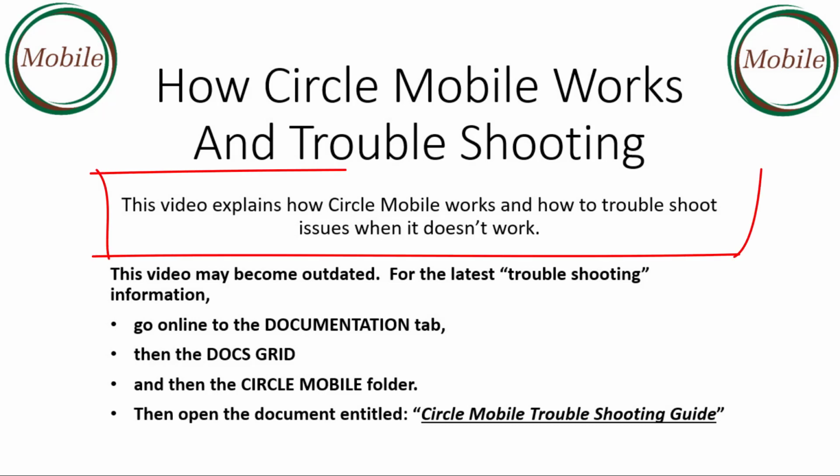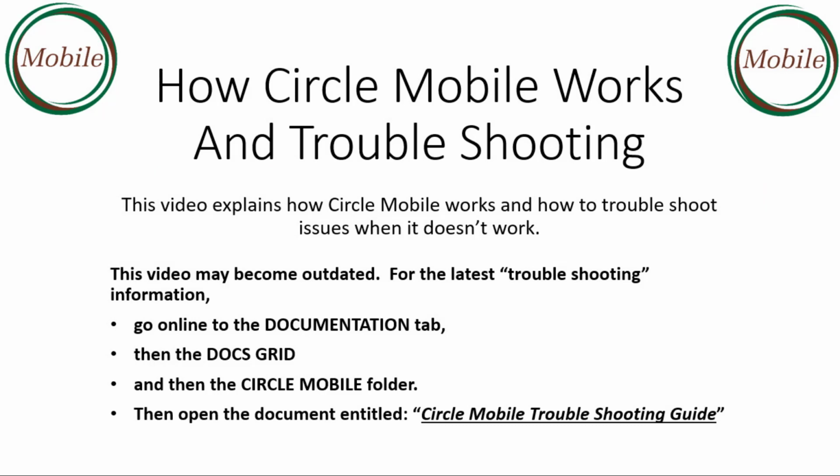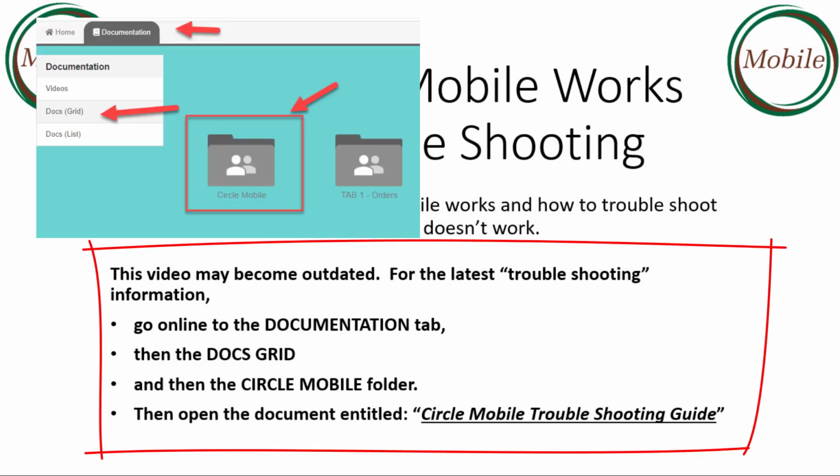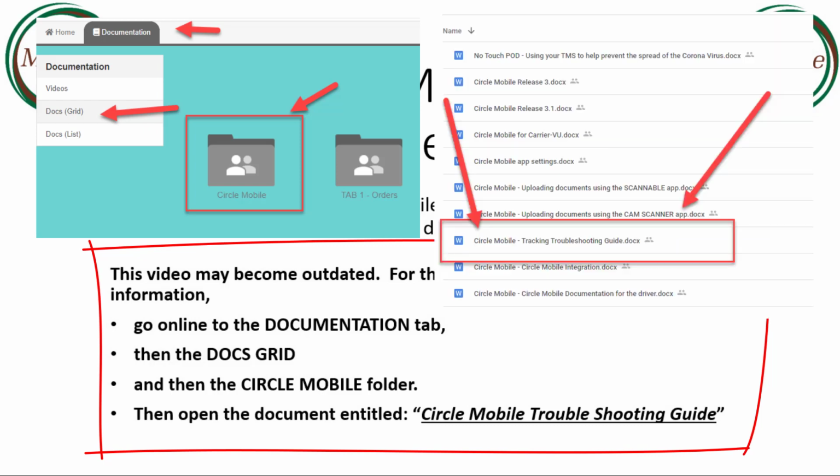This video explains how Circle Mobile works and how to troubleshoot issues when it doesn't work. This video may become outdated. For the latest troubleshooting information, go online to the Documentations tab, then the Docs grid, and then the Circle Mobile folder. Then open the document entitled Circle Mobile Troubleshooting Guide.